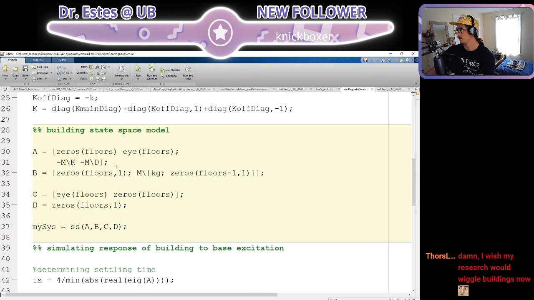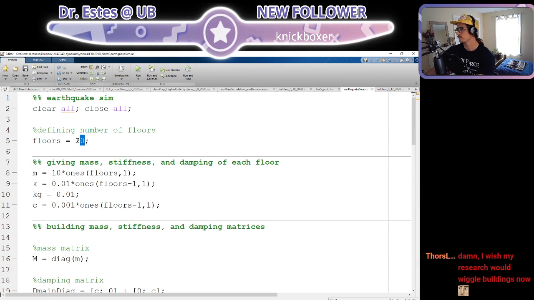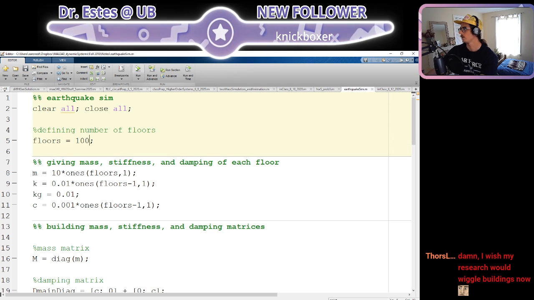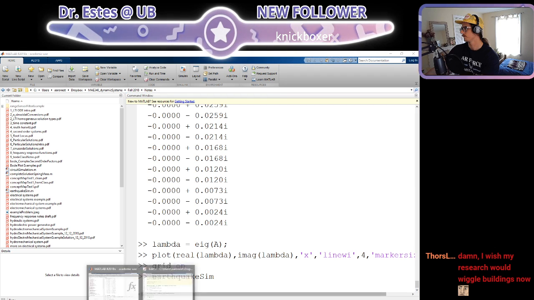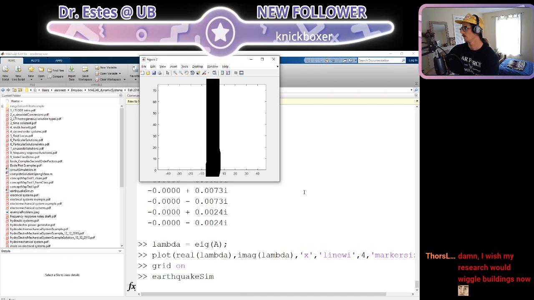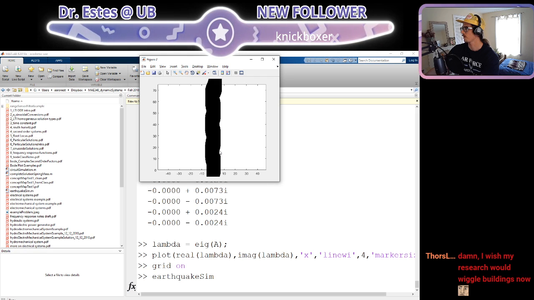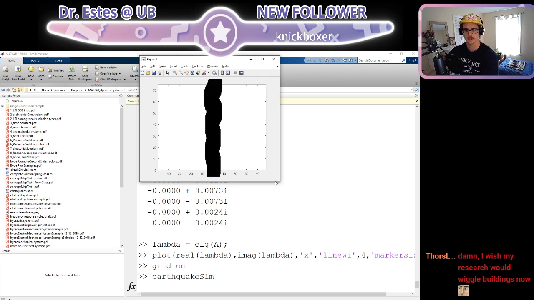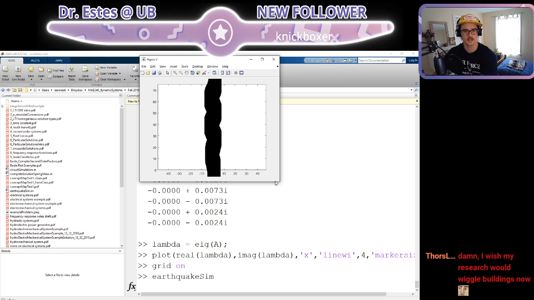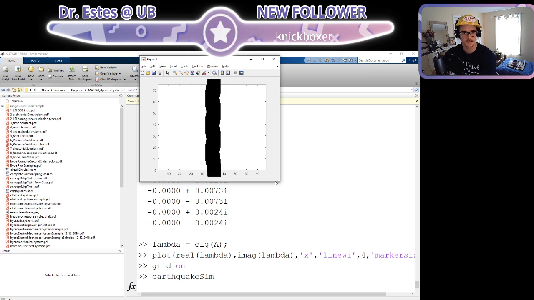Oops, I went to the wrong thing. Let's make it 100 floors. Is it working? Oh, it's slowing down my computer a little bit. You see those traveling waves coming up? Because it's like spring mass systems connected all together, and each one affects the next one. But it starts from the ground and works its way up.